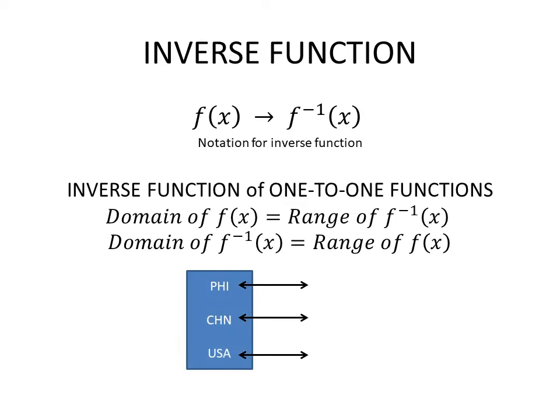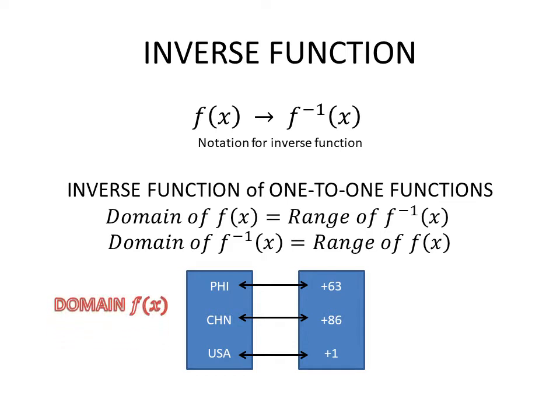So if we have a domain, Philippines, China, and USA, and then we will match that one with the range of plus 63, plus 86, plus 1. These are the country codes of the countries on the left. The countries are the domain and serve as function of x, while the range would be plus 63, plus 86, plus 1, and that is the range of function of x.